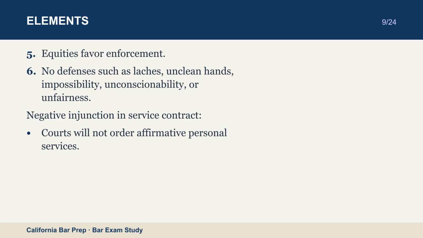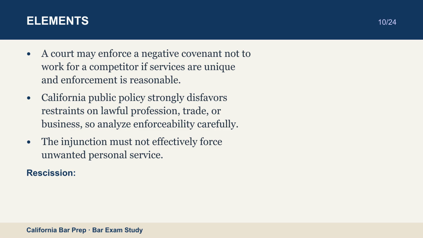Negative injunction in service contract. Courts will not order affirmative personal services. A court may enforce a negative covenant not to work for a competitor if services are unique and enforcement is reasonable. California public policy strongly disfavors restraints on lawful profession, trade, or business, so analyze enforceability carefully. The injunction must not effectively force unwanted personal service.